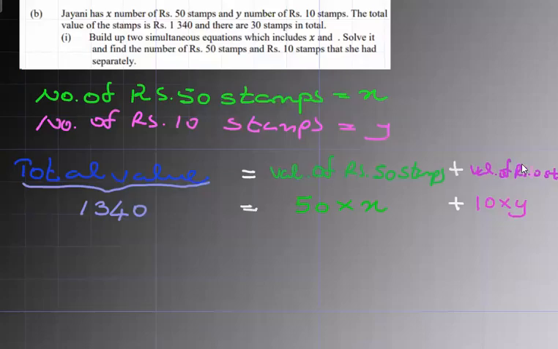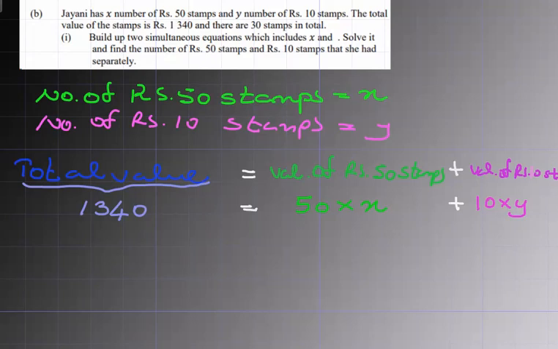All right, let's see how to do this question. It has been told to us, Jayani has X number of rupees 50 stamps and Y number of rupees 10 stamps. All right, so that we have written that the total value of the stamps. So how do we find the total value of the stamps? The total value of the stamps would be equal to what? Value of 50 rupee stamps addition value of 10 rupee stamps.